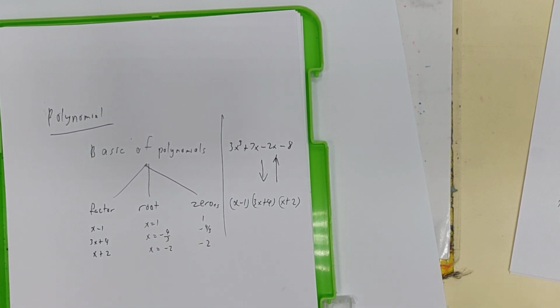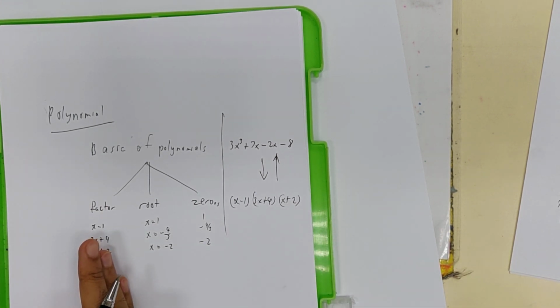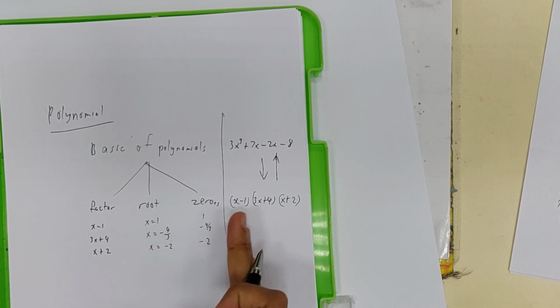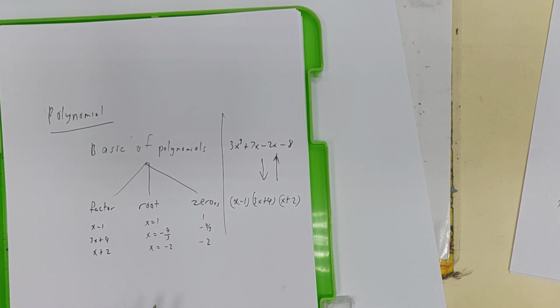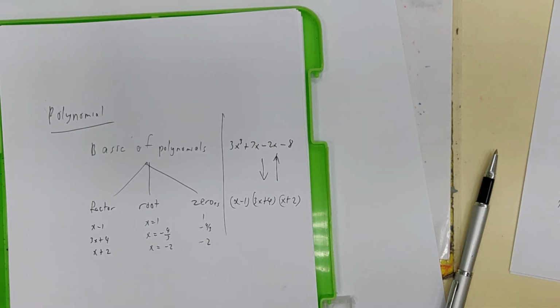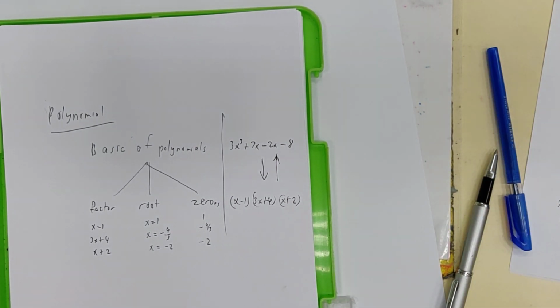You must understand this. If the question asks for factor, you must give in factor form. If this question asks in root form, you must give in root form. If this question asks in zeros form, you need to give in zeros form. Giving your answers in a different form, you will lose your marks unnecessarily. Okay? So make a very big highlight. Don't get it wrong.